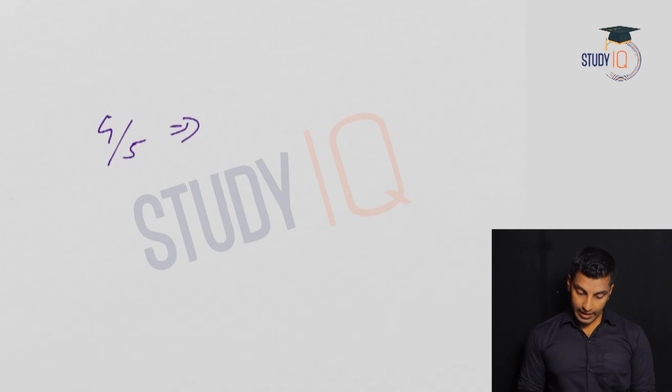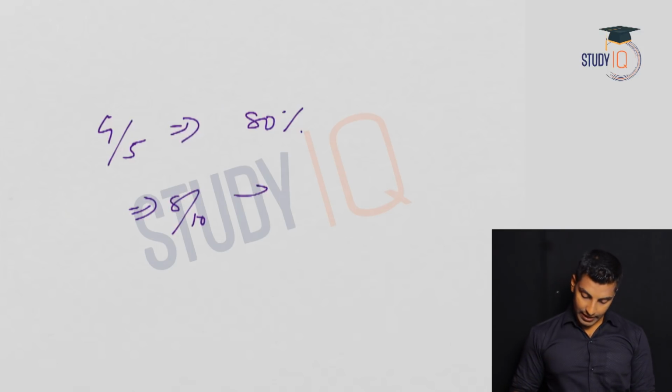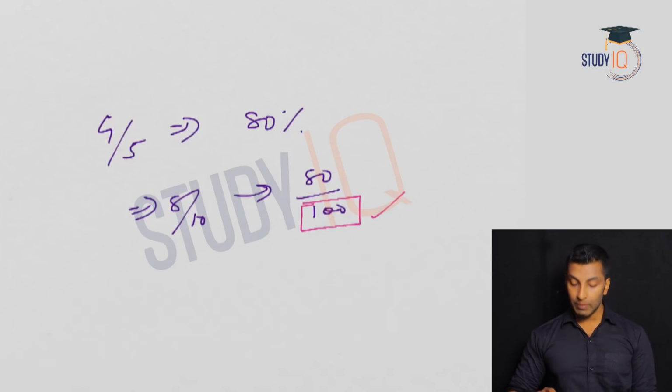Now this also can be understood as a percentage. If you can write it as a fraction, you can understand it as a percentage. If you write 4 by 5, this is nothing but 80%. 4 by 5 is actually 8 by 10, which is 80 by 100. Percentage means the denominator needs to be 100. So if the denominator is 100, you can write this as 80%. I hope this is clear.